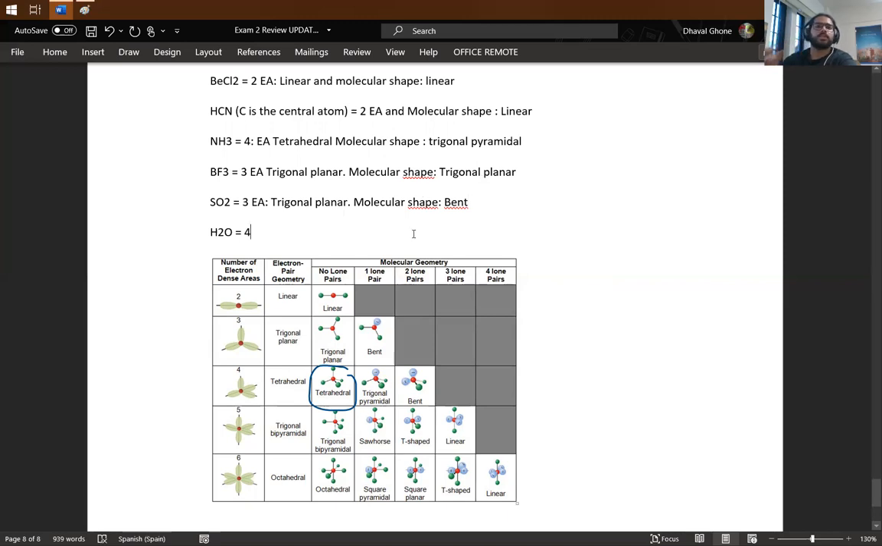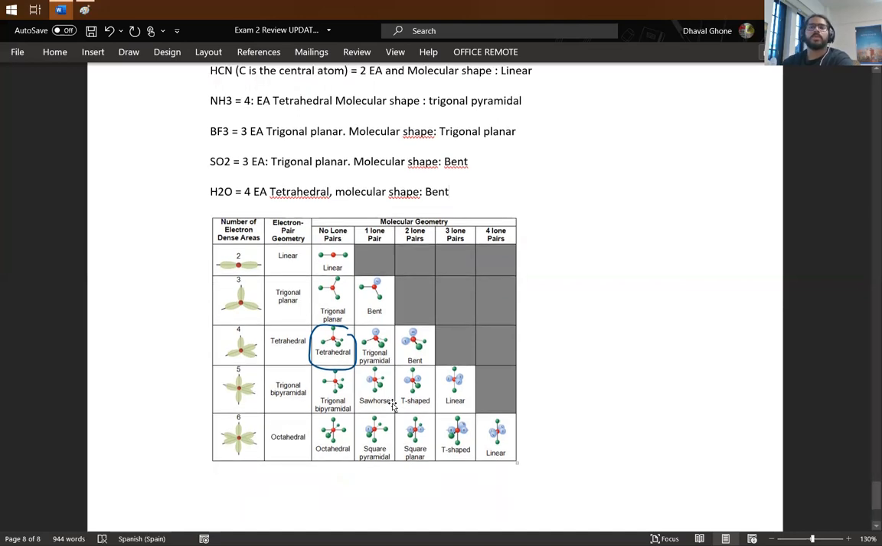Anyway, H2O. H2O has SN of 4, so it falls under this category. So its electron arrangement would be tetrahedral, and its molecular shape would be, H2O has 2 bonds and 2 lone pairs, so it falls under the 2 lone pair group, so it'll be bent also. Okay.